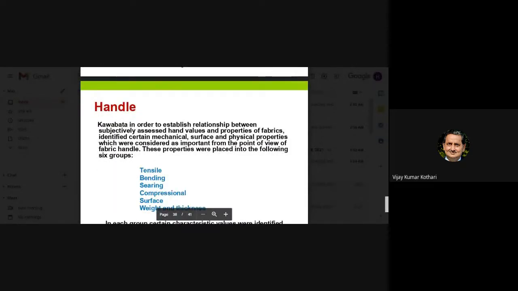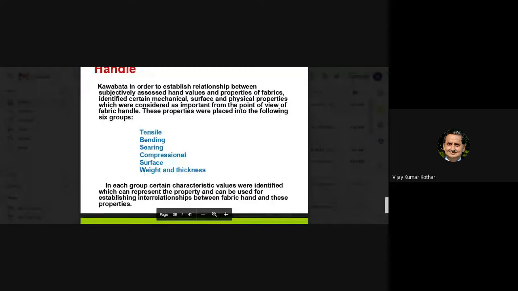Let's look at another associated property, which is the way the fabric feels when one touches it. This property is extremely important, but it is primarily a subjective property, because the way the fabric is perceived by people when we touch it differs quite a bit.